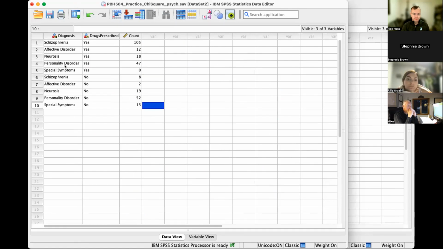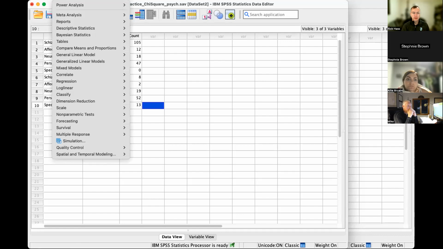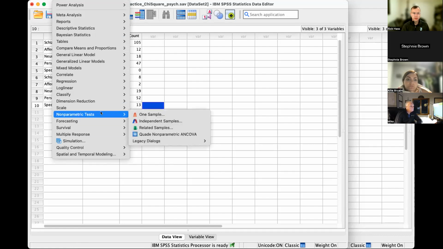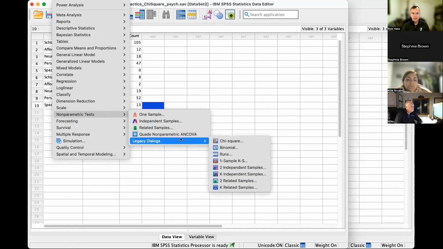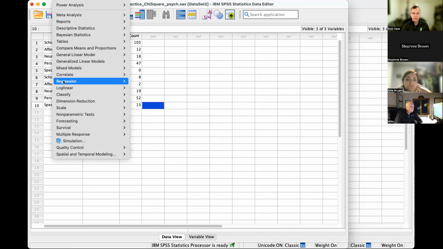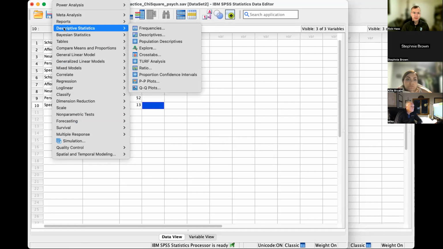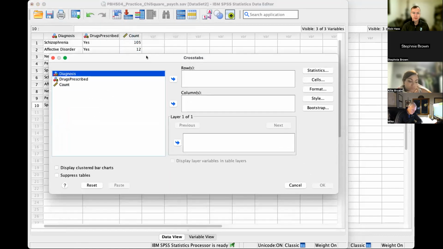So how we actually analyze this data is we go to Analyze. There are 2 places to do chi-square tests. One of them is under Nonparametric Tests, as a legacy dialog for chi-square. We're not going to do that. Our version is actually in Descriptive Statistics, and we're going to use something called Crosstabs, cross-tabulation. So Descriptive Statistics, Crosstabs, click on it.